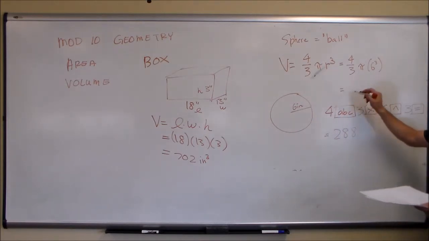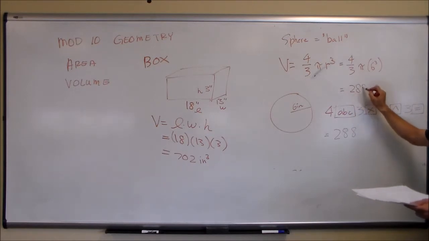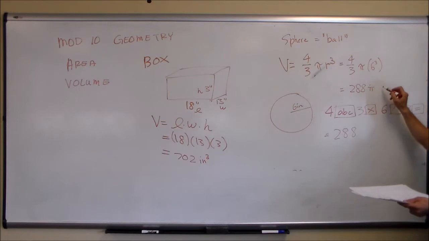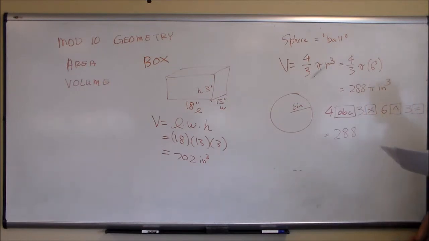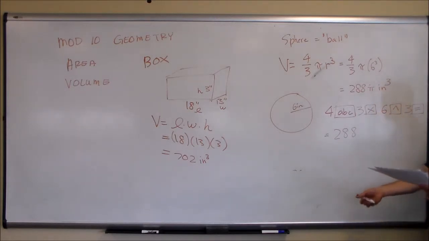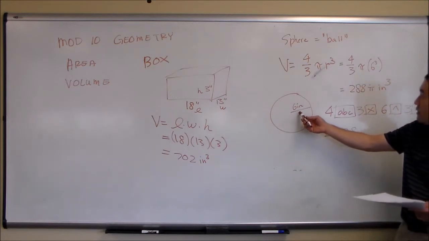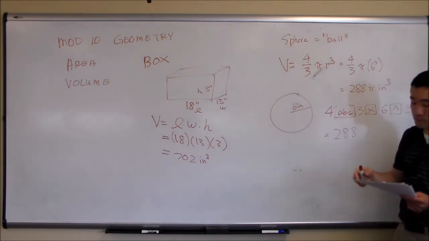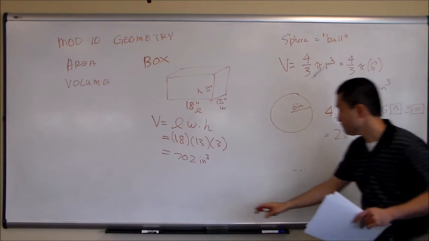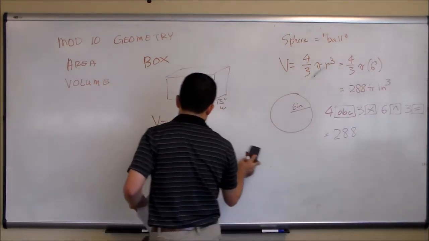That means the volume is 288 pi inches cubed. So that's how you get the volume for the sphere or the ball. Basically, all you need to know is the radius in order to figure out the volume for the sphere. Kind of neat. All right.